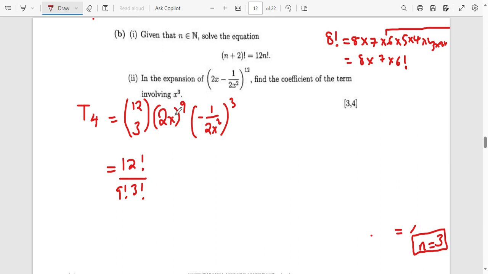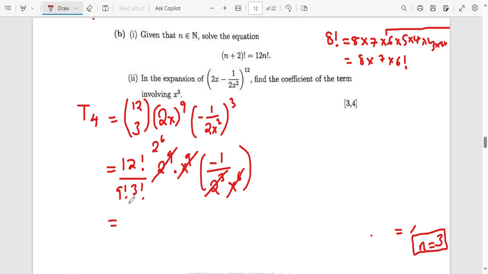And then you have got 2x to the power 9. So 2x to the power 9 means 2 to the power 9 multiplied by x to the power 9. Negative 1 to the power 3 would be just negative 1. And then you have got 2 to the power 3. x squared to the power 3 would be x to the power 6. This x to the power 6 can go into x to the power 9, and then the answer will be x to the power 3. And then this 2 to the power 3 can go into 2 to the power 9, and then the answer will be 2 to the power 6.